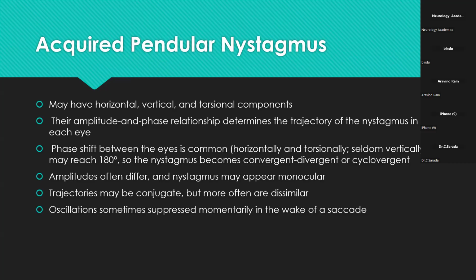When there is a phase shift of up to 180 degrees, the nystagmus can appear like a convergent divergent type of nystagmus, which I'll be coming to later. So amplitudes often can differ, and so it might appear monocular, and trajectories can be conjugate as well. That is, often can appear similar, but most often are dissimilar. Oscillations are sometimes suppressed momentarily in cases of saccades. Rapid eye movement can suppress acquired pendular nystagmus.